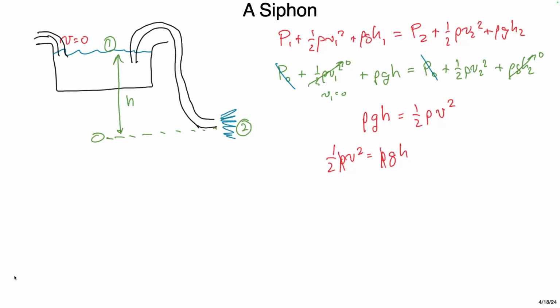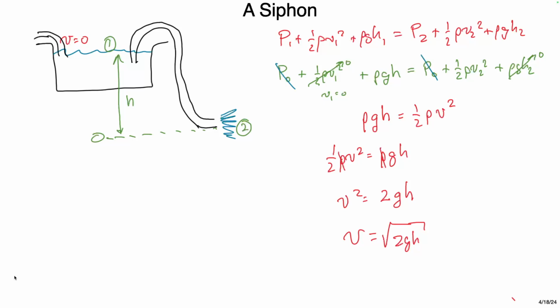I've got a 1/2 V squared on the left-hand side. How do I get rid of the 1/2? Multiply by 2 on both sides? So if I do that, I get V squared equals 2GH. And then to get V, square root? V equals the square root of 2GH?